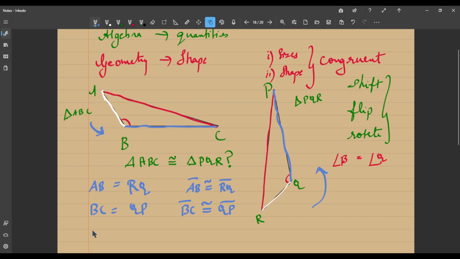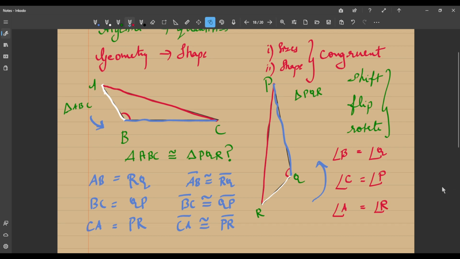And what about CA? I am writing it as CA as I am going in that order, A, B, C. CA should be equal to PR. Isn't it? Or in congruence, the line segment CA is congruent to the line segment PR. And now we already saw that angle B is equal to angle Q. Now what would angle C be equal to? It would be equal to the angle between the blue and the red line. So the angle between blue and the red line would be angle P, and the remaining angle is of course A, and this should be equal to angle R.